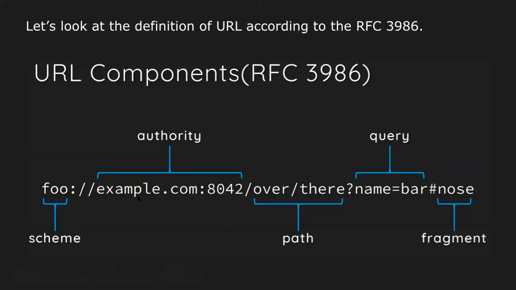Authority is basically the domain name or the subdomain name with the port. So the domain or subdomain name with the port forms the authority part of the URL, which is again followed by the path, which exactly points out where the resource has been placed on the server, and then it is followed by the query and fragments.